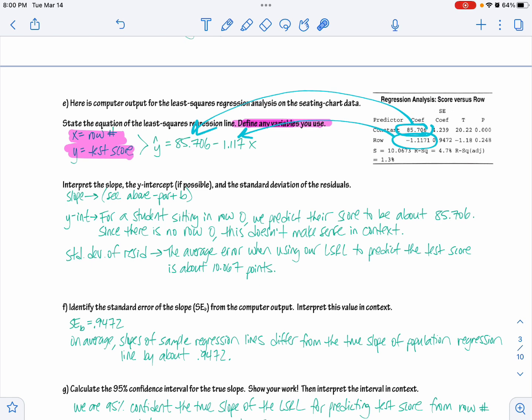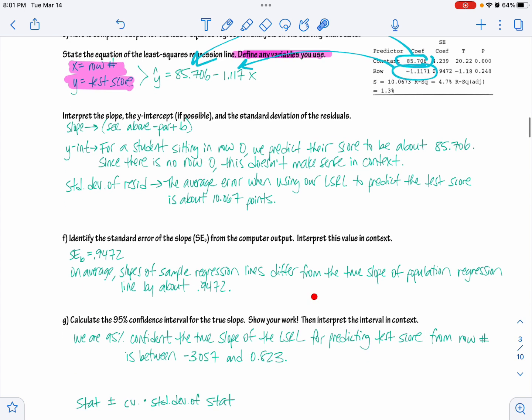And remember that sometimes a y-intercept having an x value of 0 does not make sense in context. The example we did in class in chapter 3 where it did make sense to plug in 0 for x was we were predicting the weight of a rat based on how many weeks old it was. And when you plug in 0 weeks to the equation, that means that when the rat is born, it is 0 weeks old. That actually did make sense in context. This one doesn't make sense because we don't have a row 0.